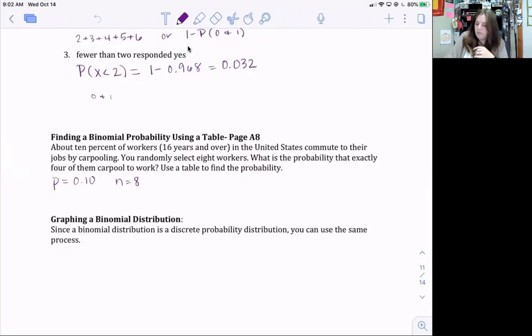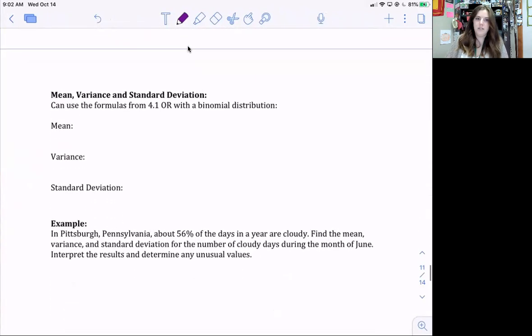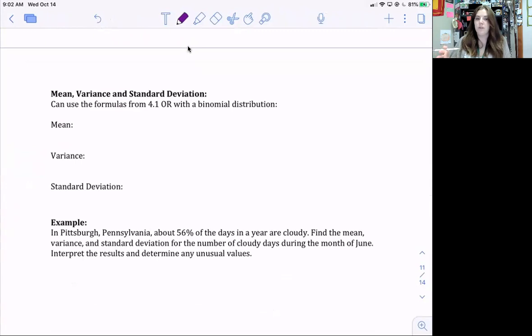We found that the probability of 4 from the table was 0.005. So for graphing a binomial distribution, we're just going to use a histogram. All right, last thing: mean, variance, and standard deviation. We can use the table format the way we have been with Google Sheets or by hand, either way, but it does take a lot of work. What's nice with binomial distribution is we can shorten it.